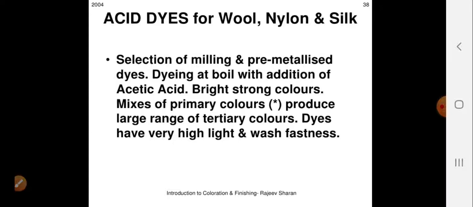They also find application in dyeing wool, nylon, and silk. Nylon we already mentioned. So selecting milling and pre-metallized dyes, dyeing at boil with addition of acetic acid. This type of dyes have good light and wash fastness.